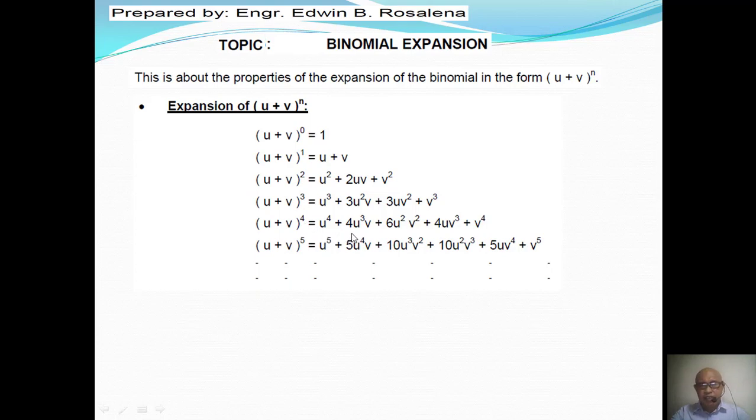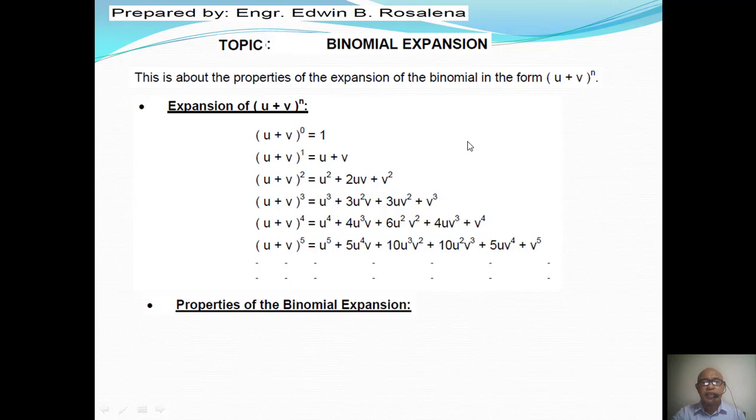So, this is the expansion. Just look at it there. Then, u plus v to the power 5, we have this. And so on. Okay. So, how did we obtain the expansion? We will study the properties. How did we obtain the expansion especially if we have higher exponents?